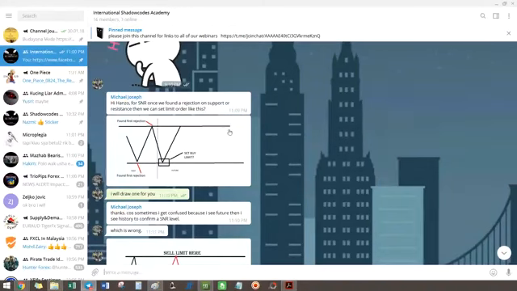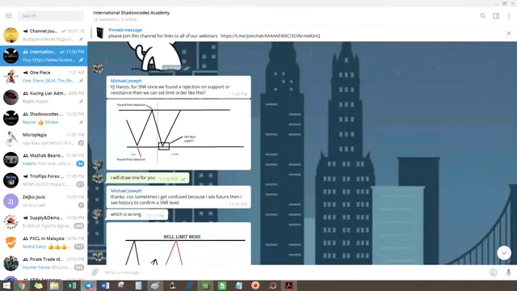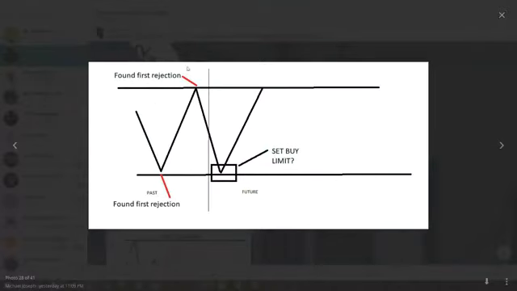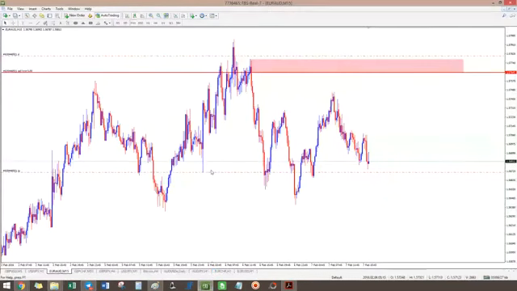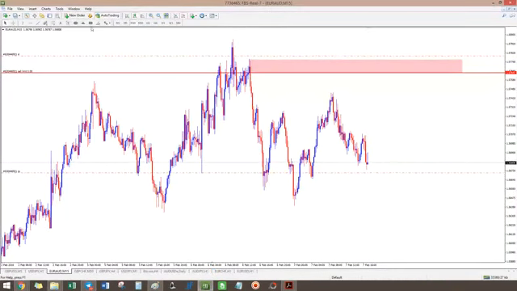All right. So your question: once we find a rejection on support or resistance, can we set a limit order like this? Okay. So you sit there, find a rejection, and at the first rejection over here, you will already put your buy limit. And over here, you already made your sell limit, so your sell is already triggered. For example, I will show you on Euro GBP.